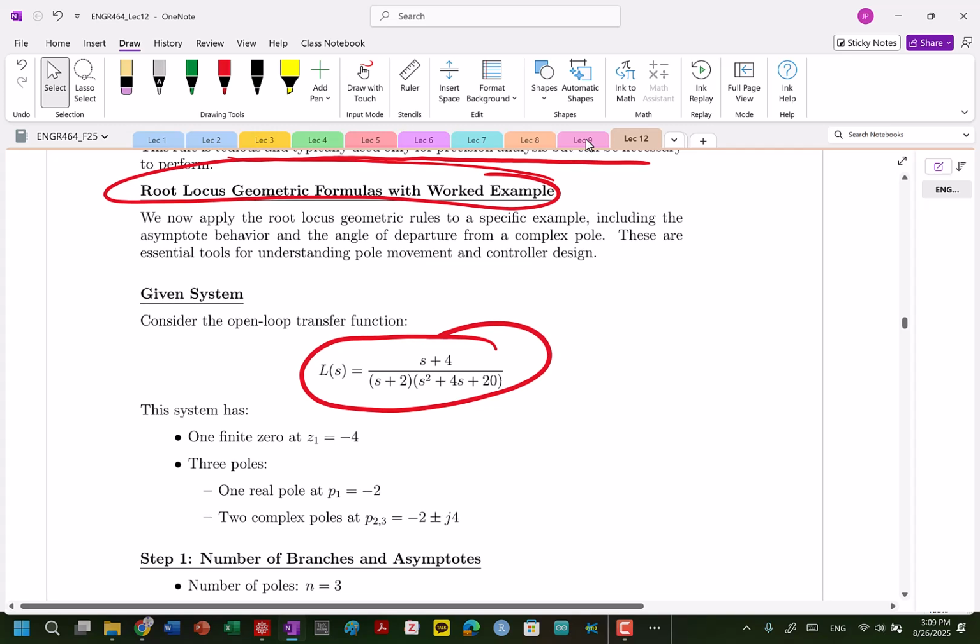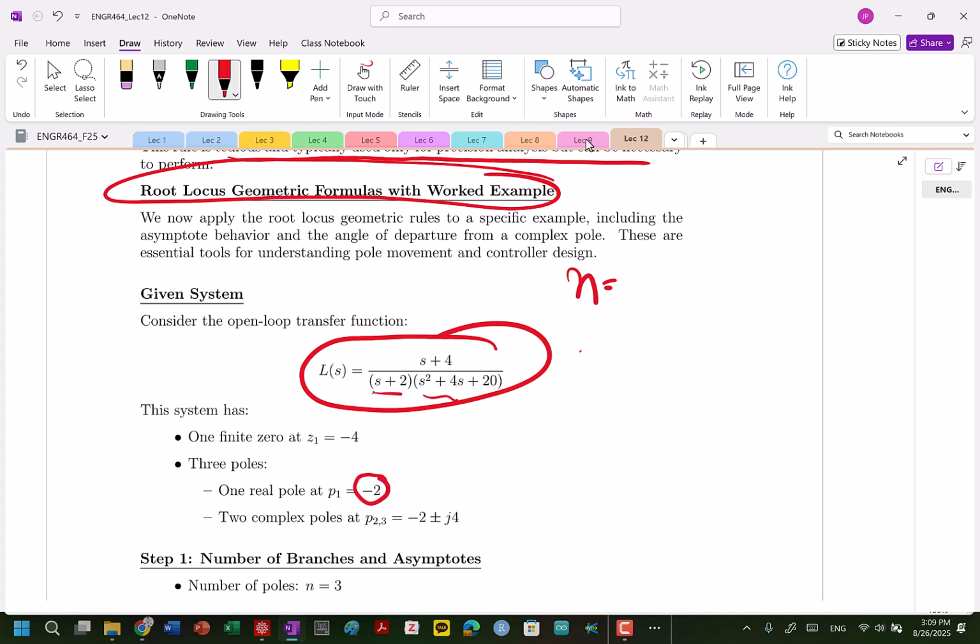So we are going to have, how many poles are there? We basically have a pole at -2. We're going to have 2 poles from this, so there are 3 poles in total. There's 1 zero, so m equals 1. So n minus m branches, so 2 branches will go to infinity or asymptote.